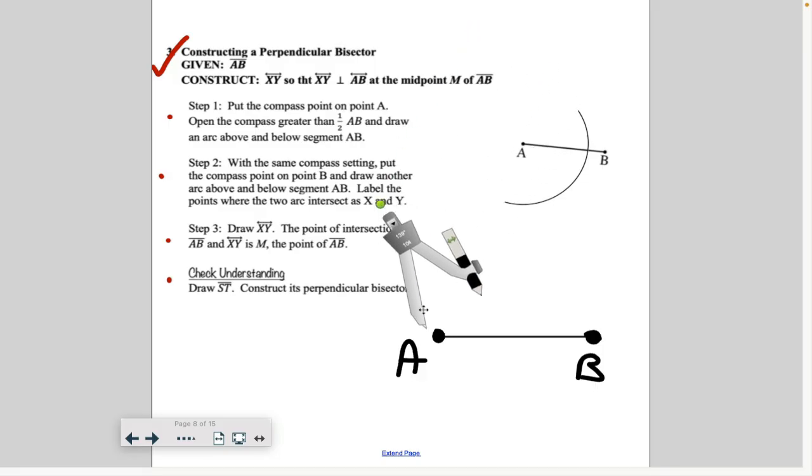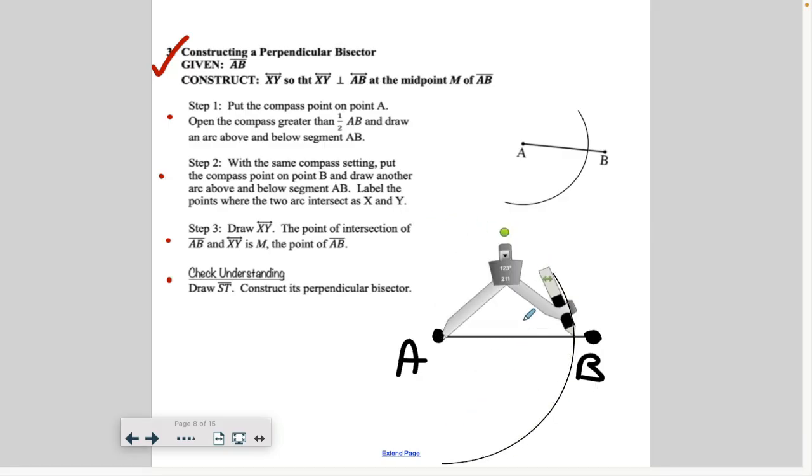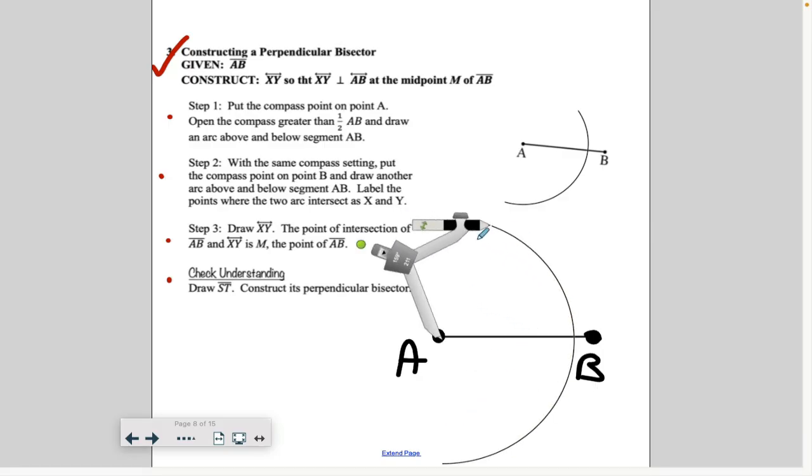If I'm going to do it on another one, I'm just trying to give you two examples. I go past half, and then I draw. That's definitely more than half. Okay? So step one is done. What's step two say to do? Keep the compass setting.